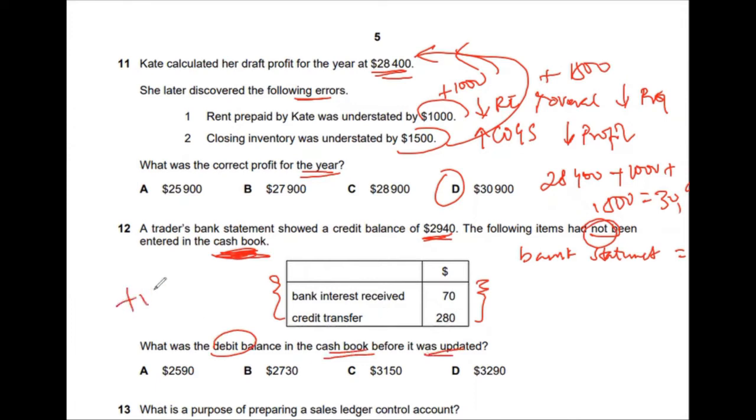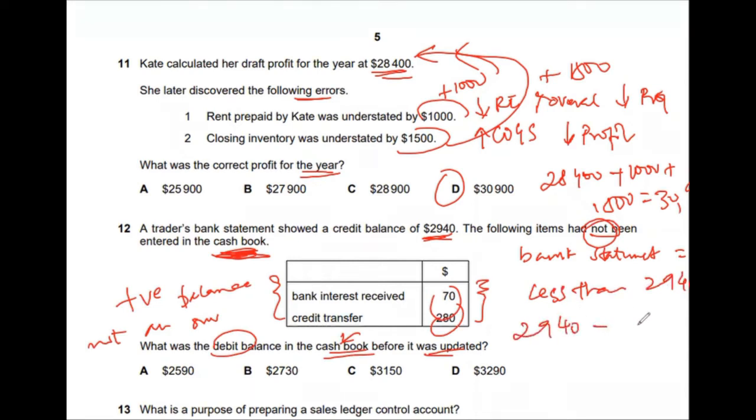So this is a positive balance, which means this is not an overdraft. Plus, the question is asking from the cash book perspective, since these items have not been entered in the cash book. Therefore, one thing you can say is that the balance is going to be less than 2940, which basically means 2940 minus $70 minus $280.